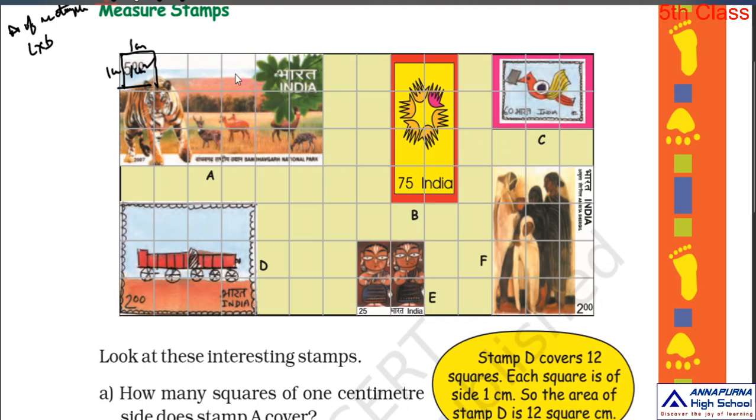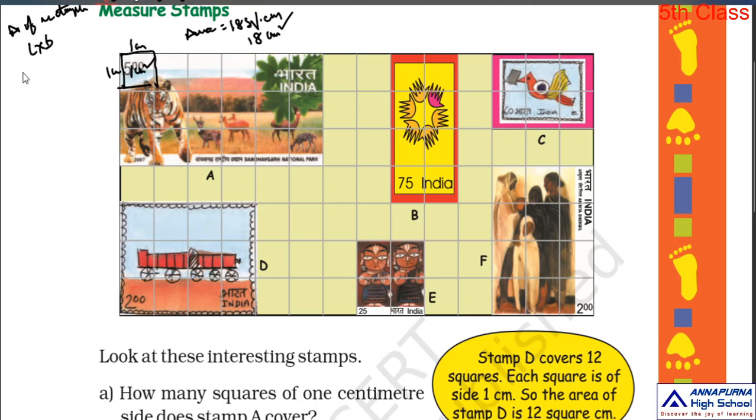Like that, how many such squares are there? Here in this stamp A, 18 squares are there. Therefore, what is the area of this stamp A? Area is equal to 18 square centimeters, or we can write this as 18 centimeter square.